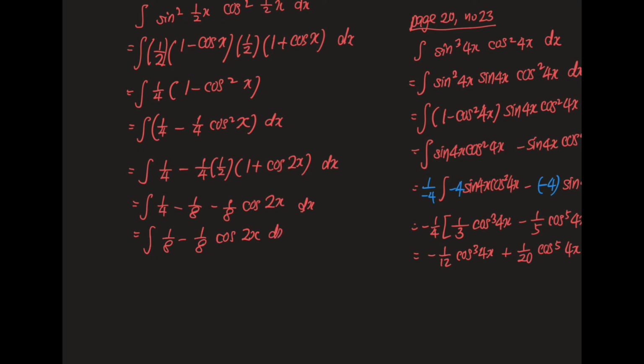So I can integrate now. 1 over 8x minus, differentiate the angle and get 2, then divide by 2, so 1 over 16. Integrating cos becomes sine, then plus c. Okay, so this is the answer for question 20. Yes, correct. This is the final answer.